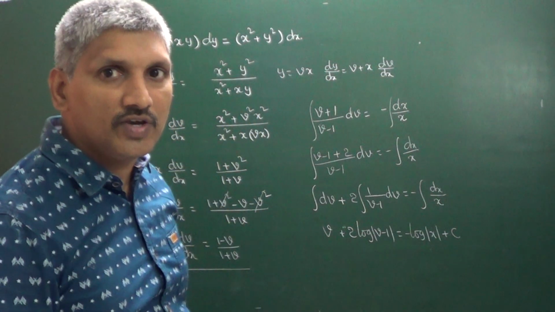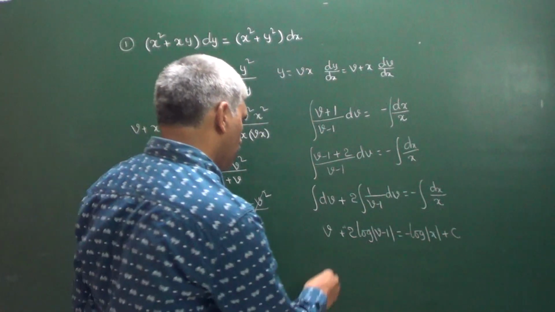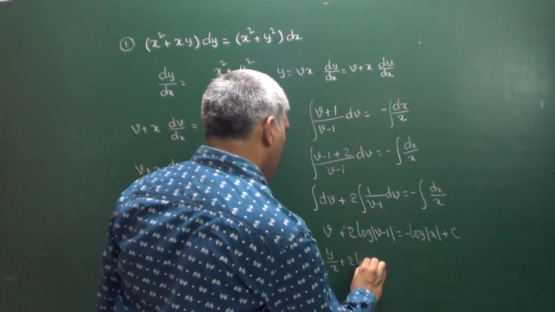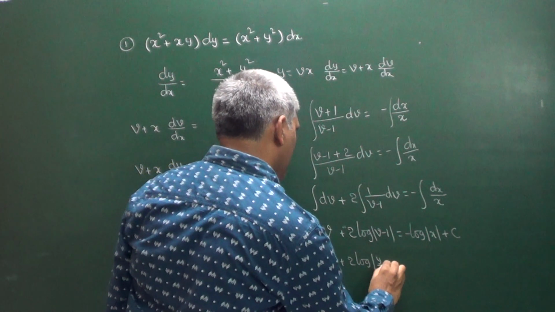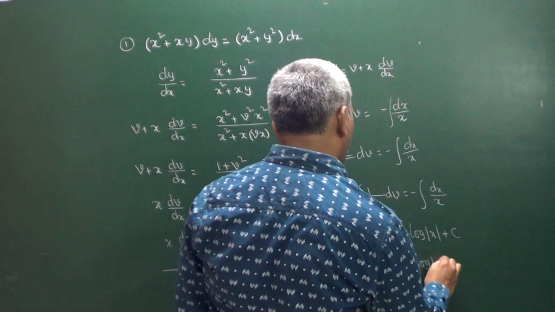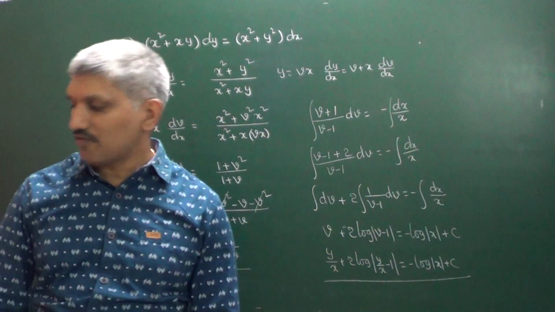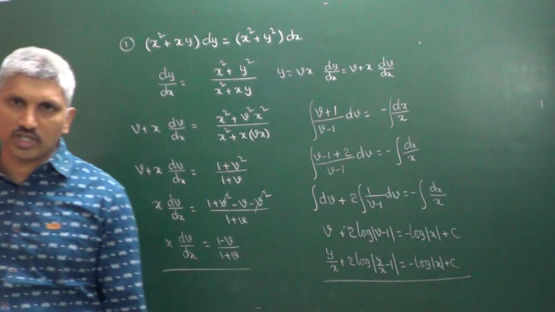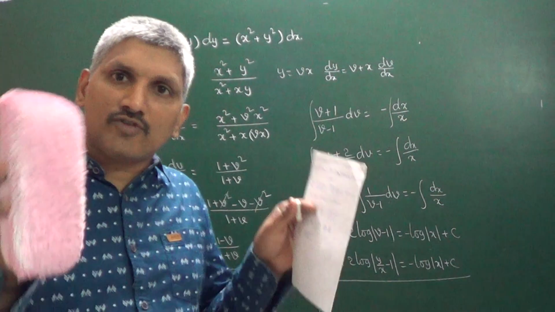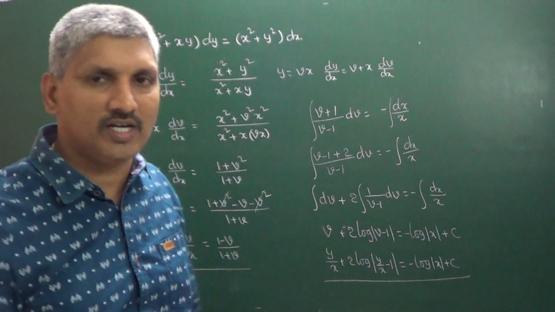Now in place of v, what do we have to write? In place of v we have to write y by x. So write down in place of v, y by x. y by x plus 2 into logarithm of (y by x minus 1) is equal to minus log mod x plus the constant of integration. That is the solution for the given homogeneous differential equation. First of all, we showed it is a homogeneous differential equation. After showing it is a homogeneous differential equation, we solved the equation completely.